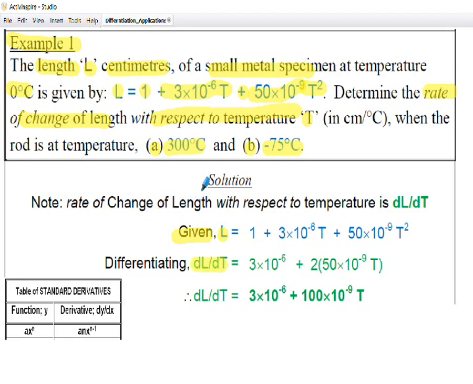So differentiating a constant, it disappears. Differentiating 3 times 10 to the minus 6 t, and notice that it's in the form of ax to the n, that differentiates to 3 times 10 to the minus 6, and differentiating 50 times 10 to the minus 9 t squared differentiates to 2 times 50 times 10 to the minus 9 t. Tidying that up, we get dl by dt is equal to 3 times 10 to the minus 6 plus 100 times 10 to the minus 9 t.